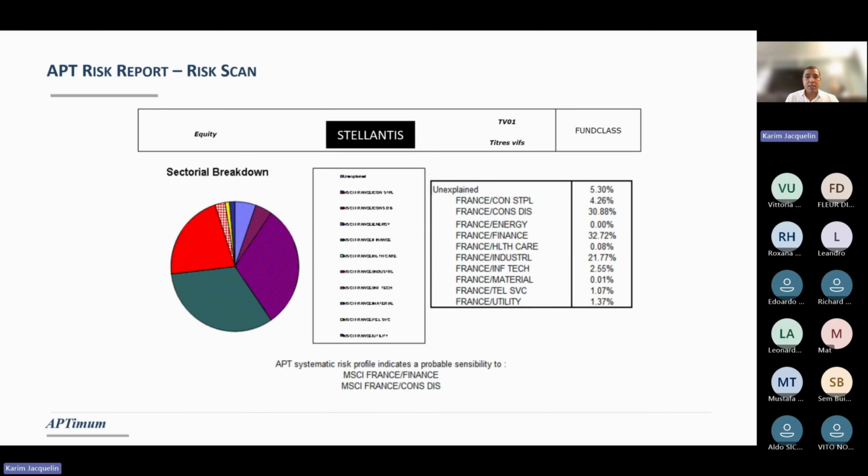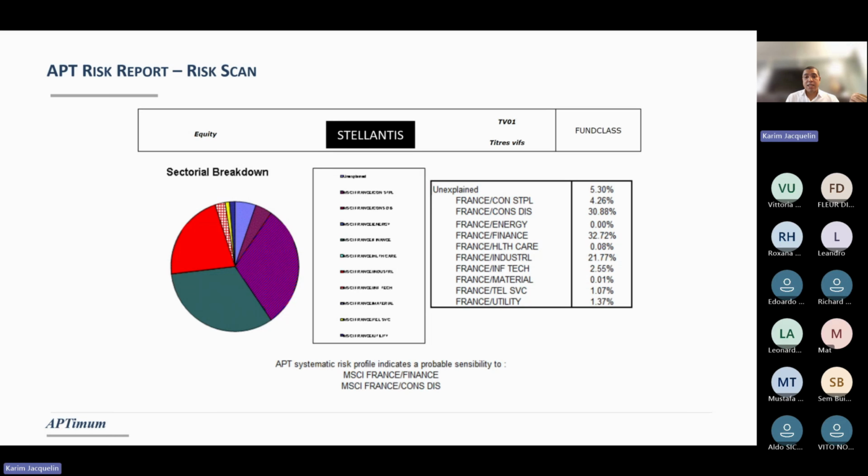So Stellantis, so they are car manufacturers, they build cars. So it's classified as industrials. But if you decompose the risk, the sensitivity of this stock to the different sectors, you can see that a lot of the risk of this equity is coming from finance.